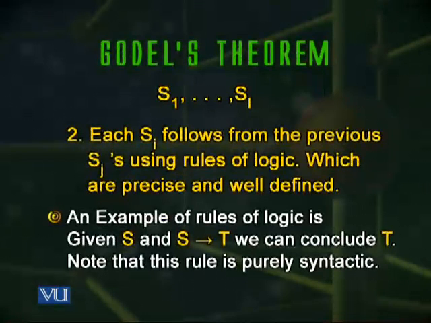One of the rules of logic we saw was modus ponens. So for example, suppose that we are given S and we are also given S implies T, then we can conclude T. Note that this rule is purely syntactic in the sense that we can have a computer check if this rule was applied. It does not need any intelligence to check whether if S implies T was given and S was given, then T was concluded. This application of this rule is absolutely syntactic and can be checked by a computer.